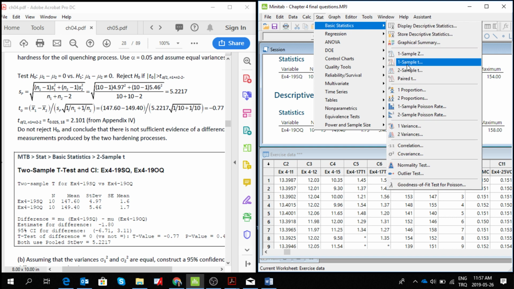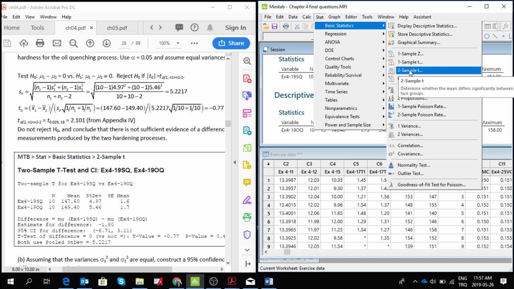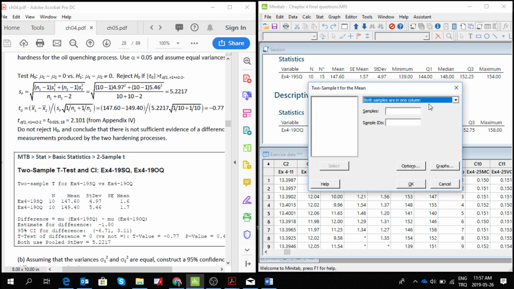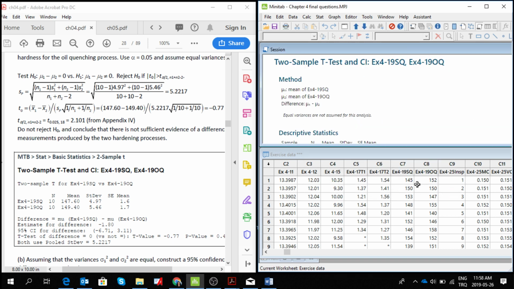We will go slow. We have the 2-sample T because we have 2 populations and we have 2 sample data sets. So 2-sample T, you go in there. Both samples are not in one column, they are in separate columns. Each sample is in its own column. So we have this sample 1, sample 2. This is question 19, and C8 is the second column of question 19. And then we are going to just click OK.